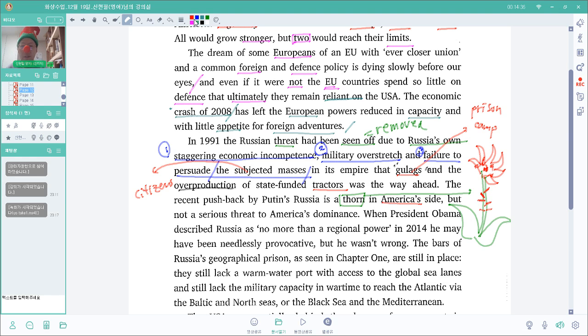When President Obama described Russia as no more than a regional power in 2014, he may have been needlessly provocative, but he was wrong. In 2014, Obama called Russia nothing more than a regional power, which means that Russia is not an international superpower anymore, just a regional, European power. Maybe Obama was too provocative in calling Russia a regional power, but Russia is not an international superpower anymore. The bars of the Russian geography prison, as seen in chapter 1, are still in place. So many obstacles.